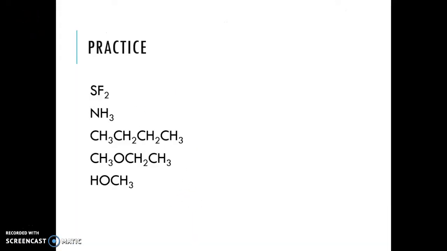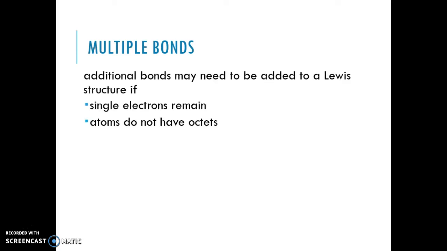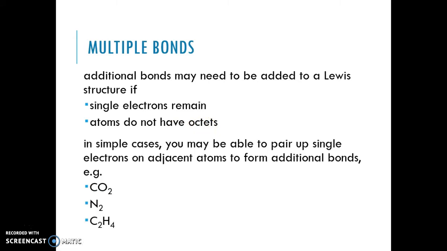So we did those practices, so hopefully you did okay with that. So we covered all single bonds in that last one, so let's take a look at what happens when you have multiple bonds. So remember that you might have to have additional bonds if we don't have enough single bonds to cover everything. So you've got single electrons that remain, or the atoms don't have their octets. Chances are you're going to have double or triple bonds involved.